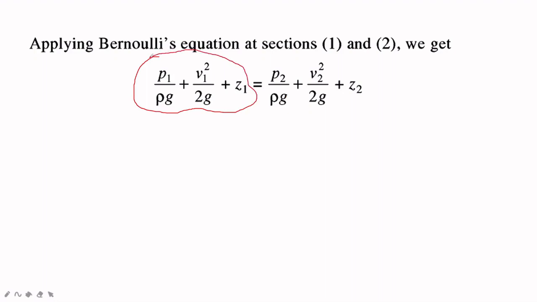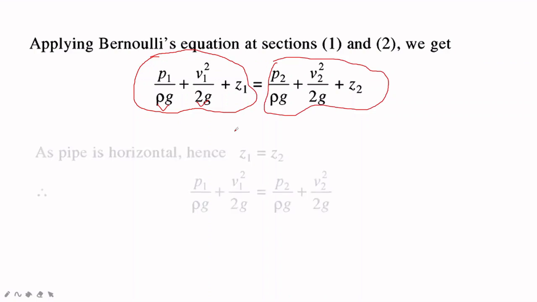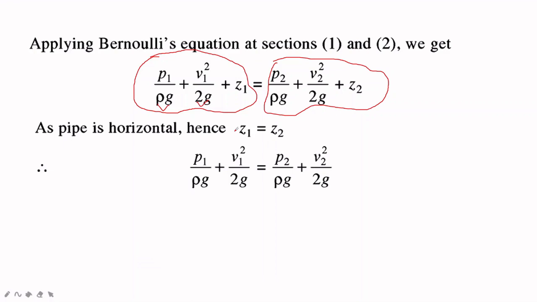Just we have to add, at section 1, the subscript 1. These are constants, these are the same because water density is the same, g is the same. So at section 2, P2 by rho g plus V2 square by 2g plus Z2. But here what is the case? The pipe is horizontal, so Z1 is equal to Z2, because the pipe is horizontal.